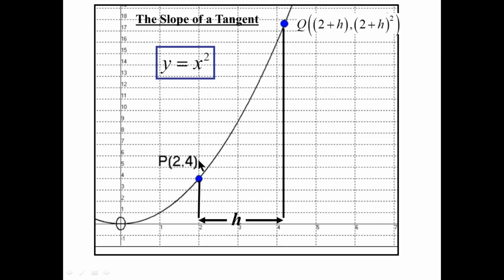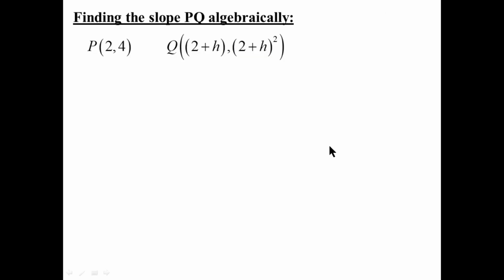And let's consider a Q here, somewhere to the right, displaced to the right. How far? Displaced to the right by h units. So the x value at Q must be 2 plus h, because it got displaced to the right. And of course, the y value, being x squared, must be (2 plus h) squared. Now we can find the slope of the secant PQ algebraically.